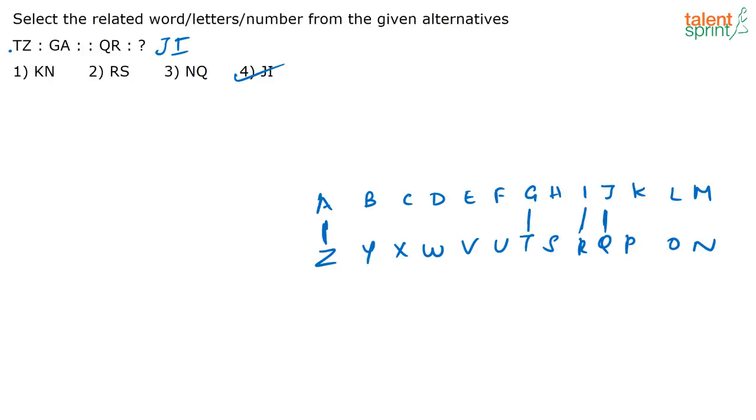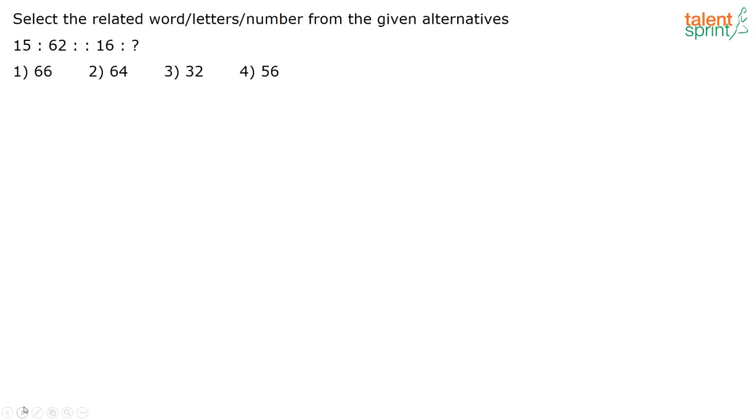That is option 4. Yes, again a fairly easy question. All of you got the answer. Good. So let's move on to the next question. So this is again on numbers. Select the related word or letters or numbers from the given alternatives. Again an analogy question. 15 is to 62 as 16 is to dash.